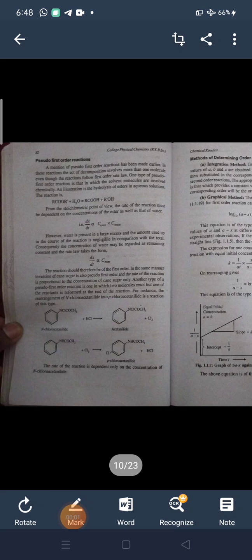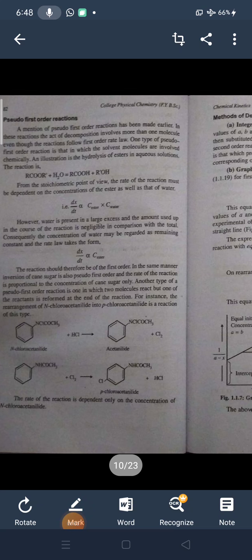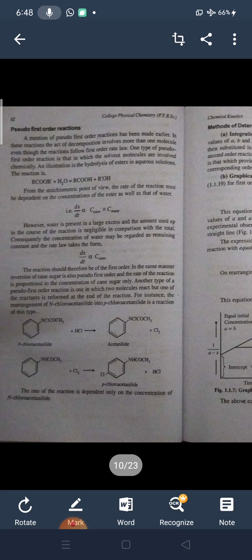Good morning, friends. Today we are going to see the next part of unit 1 of paper 2. The topic name is the pseudo first order reaction. As we have seen the first order reaction and the second order reaction, what is the pseudo first order reaction? We have already seen the pseudo first order reaction.